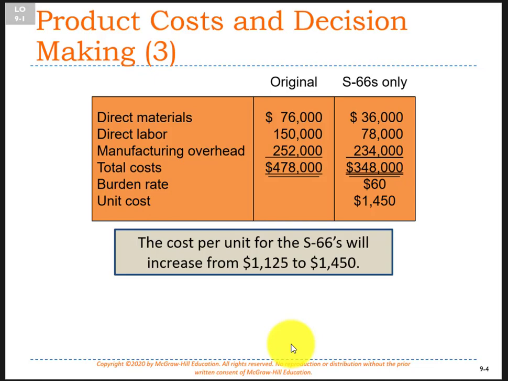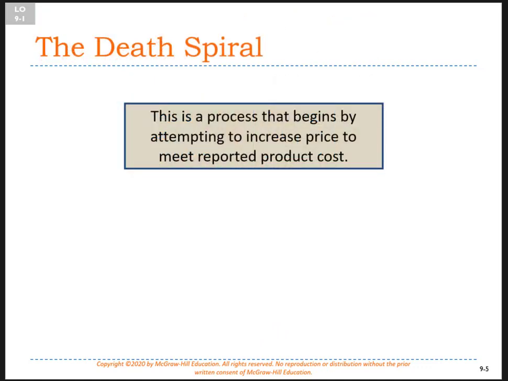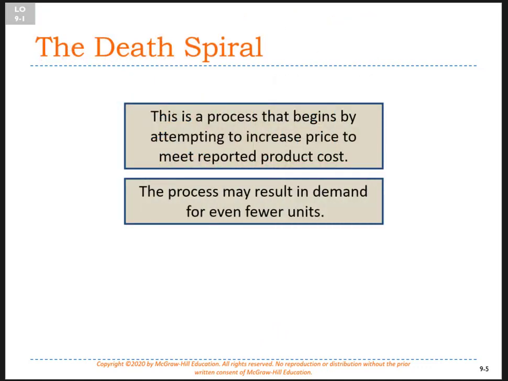Clearly not a good result. So we need to get a better feel for what it is that causes our overhead to be higher or lower. What is it about our products that drive or make the overhead higher or lower? And avoid what we refer to as the death spiral.